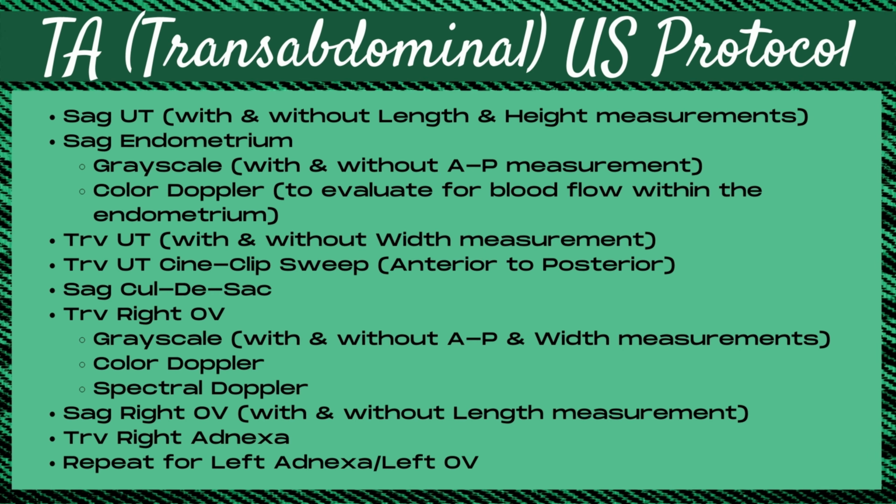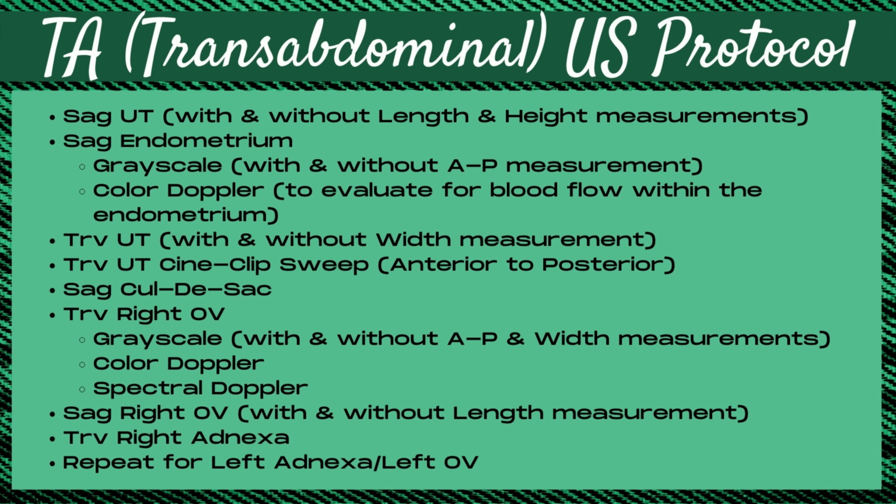And then it's time to move on to the sagittal cul-de-sac. And this is going to be looking anteriorly and posteriorly to the uterus to look for any free fluid. Time for the ovaries. Starting with the transverse right ovary, you want to take a grayscale image of the transverse right ovary with and without AP and width measurements, and then follow that up with color and spectral Doppler images of that transverse right ovary. And then jump right into the sagittal right ovary with and without a length measurement.